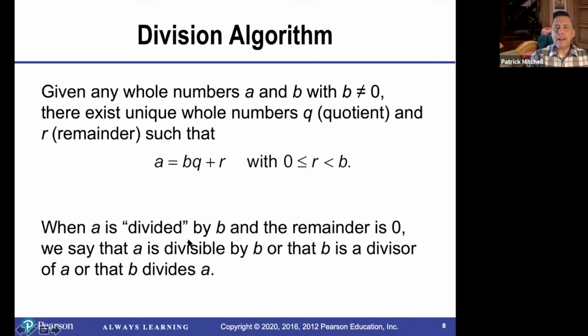When A is divided by B and the remainder is 0, we say that A is divisible by B, or that B is a divisor of A, or that B divides A. And we're going to be talking about this case more in chapter 4.